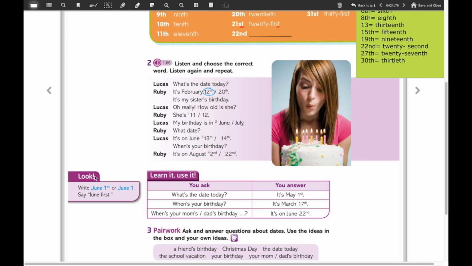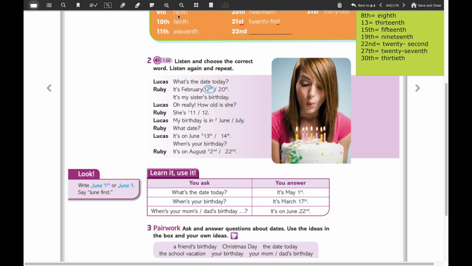It's very important that we pay attention here in the look part and it says write June the 1st or June 1 with only the number, but you must say June 1st. You cannot say it as I said before, June 1, okay? Because when we are talking about dates, we cannot use cardinal numbers. We're going to use ordinal numbers. That is very important too. You can write it like June the 1st or June with the number, but you say it like June the 1st.